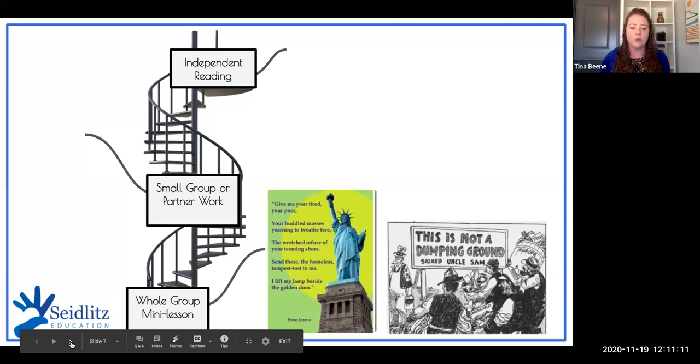So the first thing we do in our whole group and mini lesson would be to talk about how these are two competing ideas about what America should be. You don't need to agree with either of these. You just need to understand the sentiment behind them. So the purpose of our whole group discussion would be, can we understand why this message is being sent?